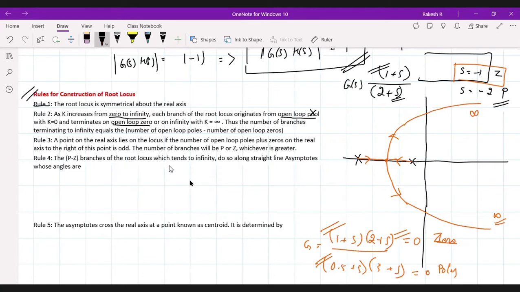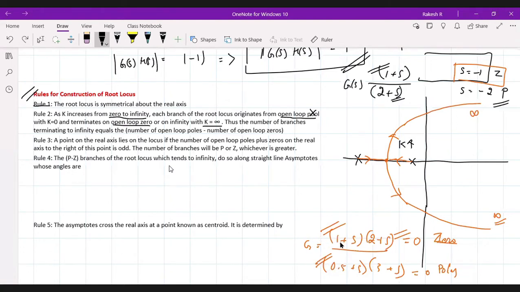Now we shall go on. As k increases from 0 to infinity, the branches of the root locus originate from open loop poles with k equal to 0, and terminate at open loop zeros or at infinity, where k is infinity. As the k value is increased, the root locus is plotted on the graph like this. Thus, the number of branches terminating at infinity is equal to the number of poles minus the number of zeros.